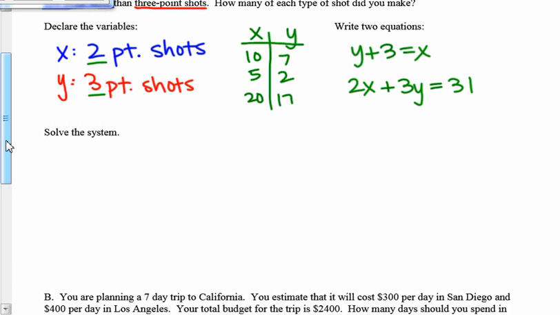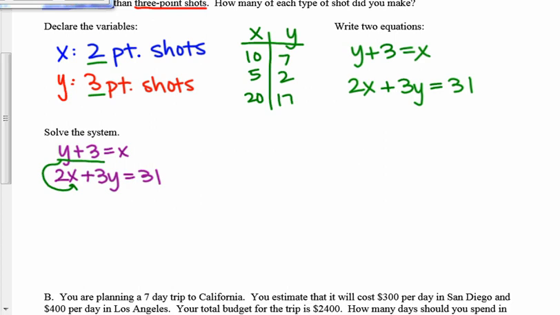So I'm going to rewrite these equations down here. I have y plus 3 equals x, and then I have 2x plus 3y equals 31. I just rewrote them. This is actually in really good form for me to just use substitution, because it says x equals y plus 3. I can just sub that right in for x here. So that's going to be my first step.